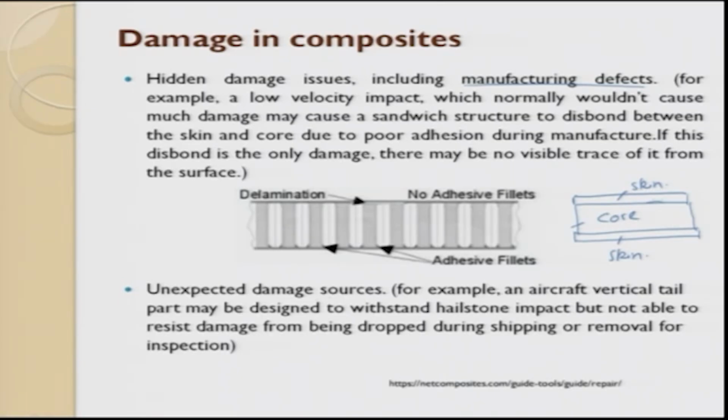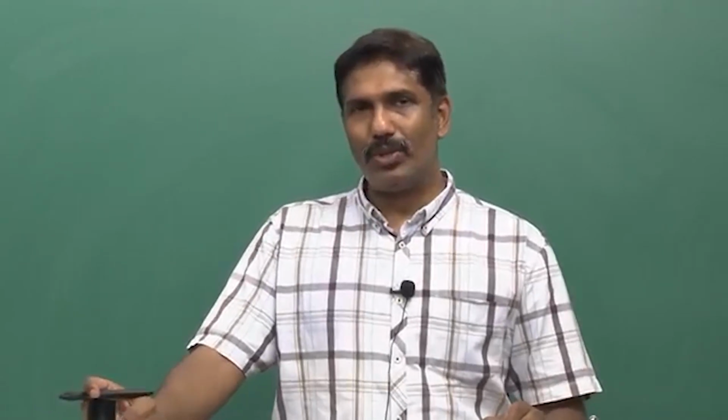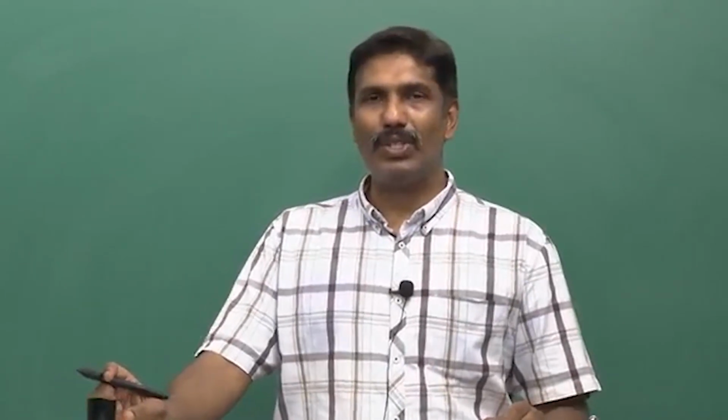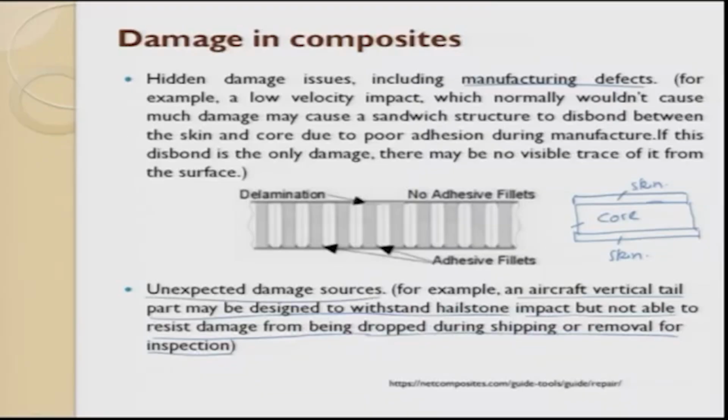Then there are unexpected damage sources. For example, an aircraft vertical tail part may be designed to withstand hailstone impact, but not be able to resist damage from being dropped during the shipping or removal for inspection. Unexpected damages are, for example, dropping of a spanner on top of a surface. This is an impact which happens on the surface of a composite. Those damages are called unexpected damage sources. So, you can have hidden damage and you can have unexpected damage.